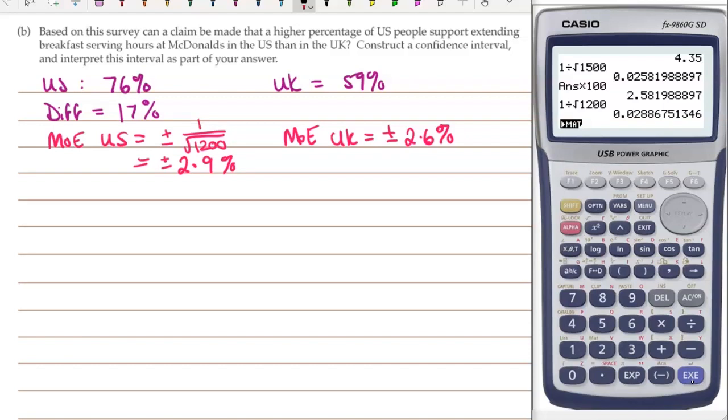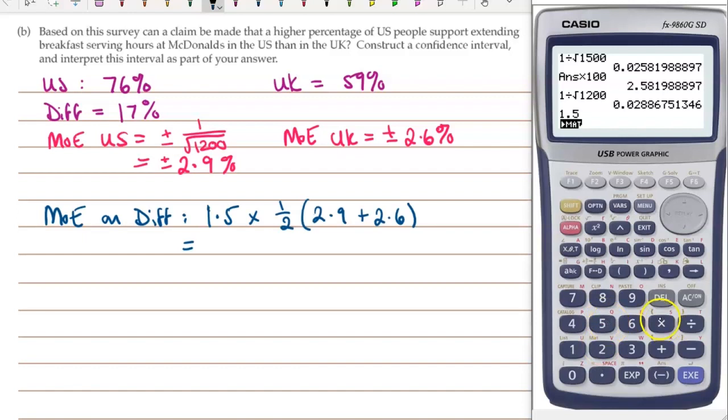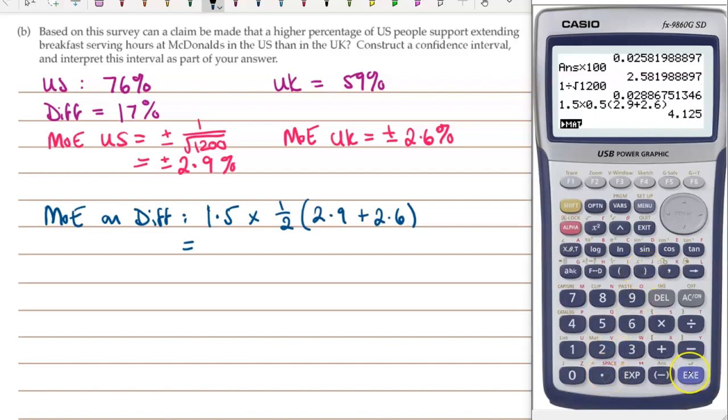Okay, now the margin of error on the difference. These are two independent groups, so we're going to do 1.5 times the average of those two margins of error, so put 2.9 plus 2.6. So 1.5 times half of 2.9 plus 2.6 comes to plus or minus 4.125%.